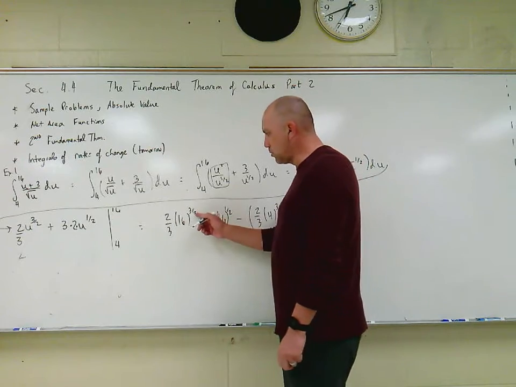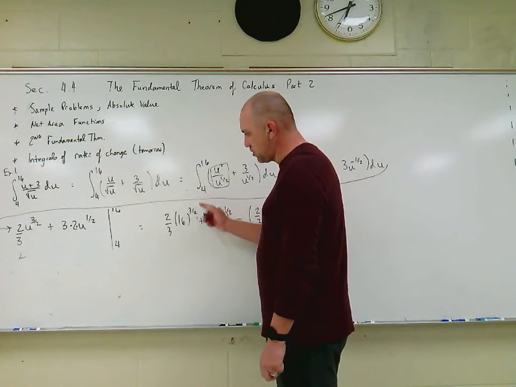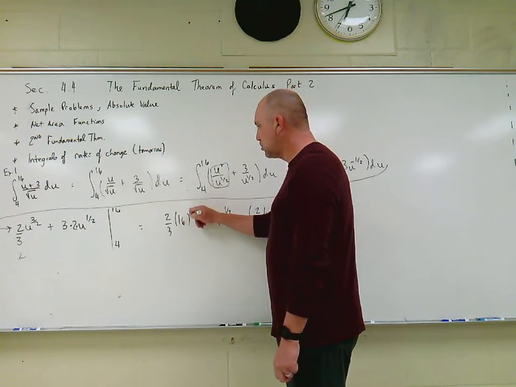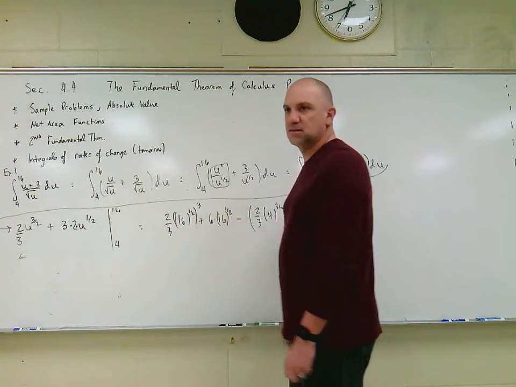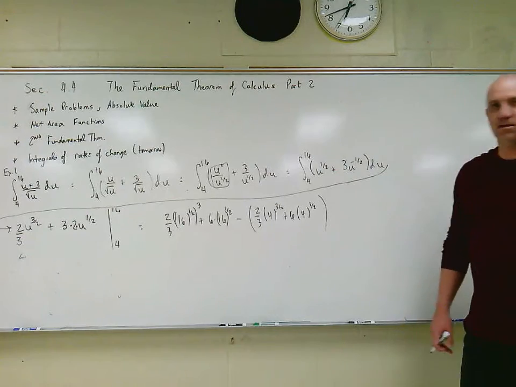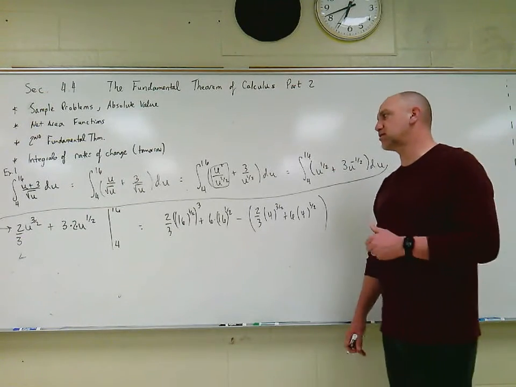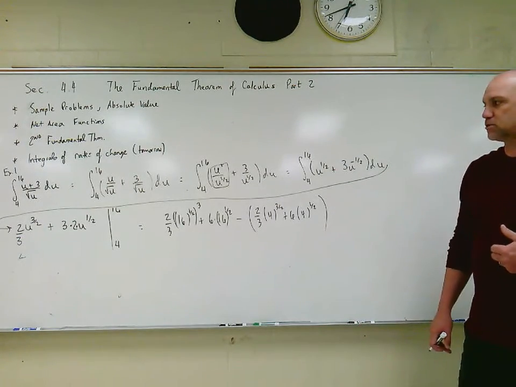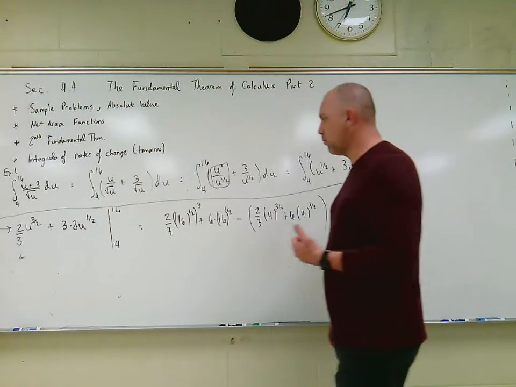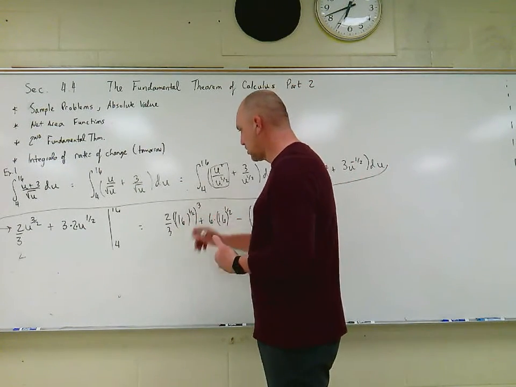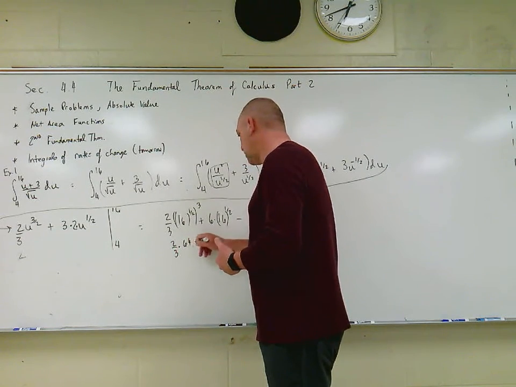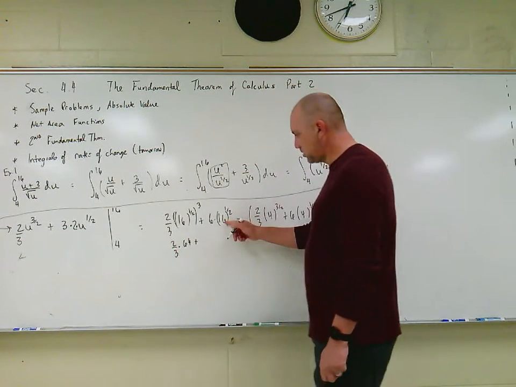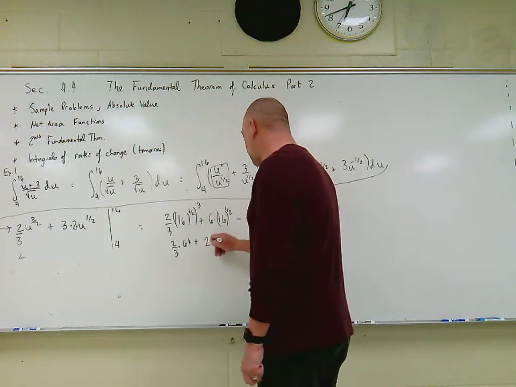So how do I do 3/2? What I do is, if it's to the 3/2, I do it to the 1/2 first and then cube it. That means the same thing as to the 3/2. So anytime I have something to the 3/2, if I can take the square root, I'll go ahead and do that. So square root of 16, we get 4. 4 cubed becomes 64. So I have 2/3 times 64 plus square root of 16 is 4. 6 times 4 is 24.